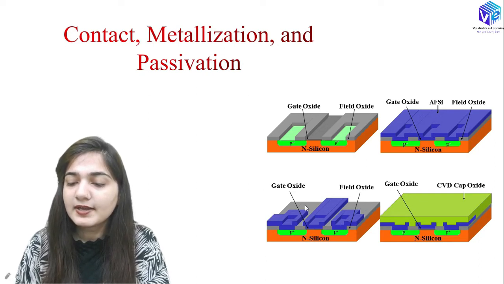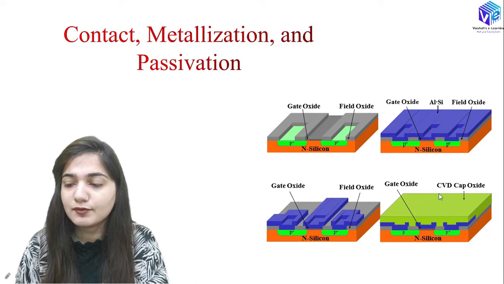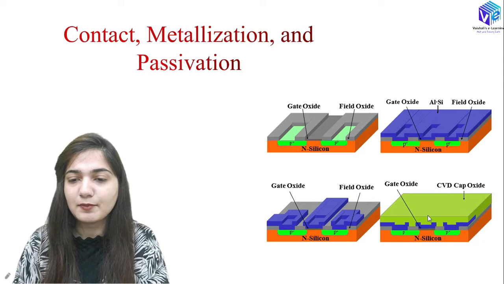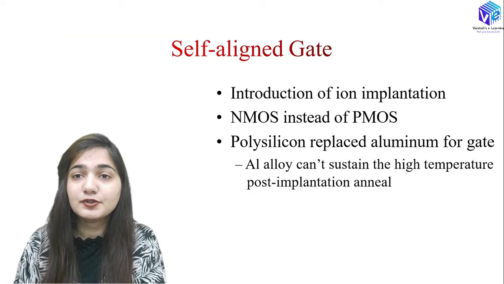So now this is how I can make the connections with source, drain and gate, and after that I can have the layer of the passivation, that is the cap oxide layer. So we can deposit it with chemical vapor deposition. So I hope you understood the full process.